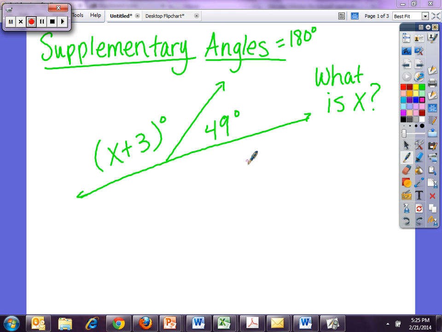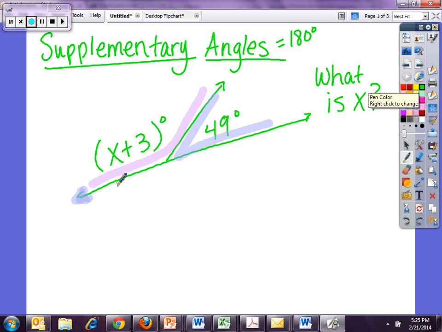Okay, so that means that this angle plus this angle need to equal 180 degrees. And I know that because I can look here and see that this forms a straight line. And we know that a straight line equals 180 degrees. So these two angles give me 180 degrees. So it's addition, and it must equal 180.